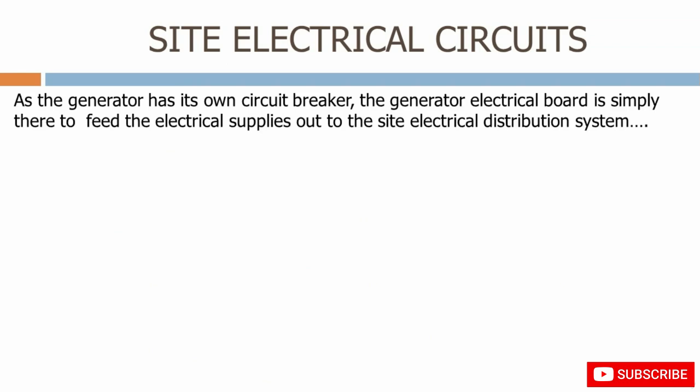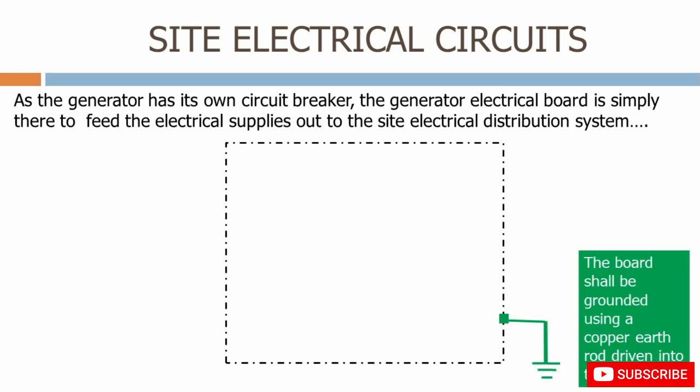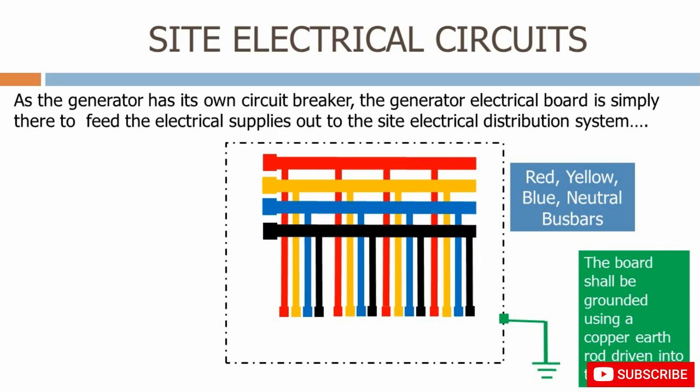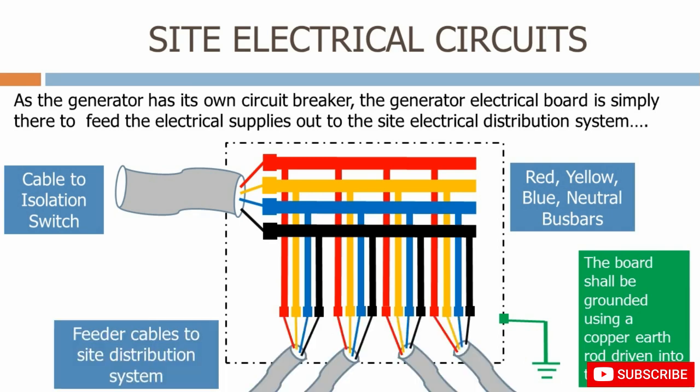As the generator has its own circuit breaker, the generator electrical board is simply there to feed the electrical supplies out to the site electrical distribution system. Firstly, the board should be grounded using a copper earth rod driven into the soil. We have red, yellow, blue and neutral bus bars. These carry the electricity from one point to the next. We have the cable to the isolation switch. We then have feeder cables to connect the three-phase power to the site distribution system.